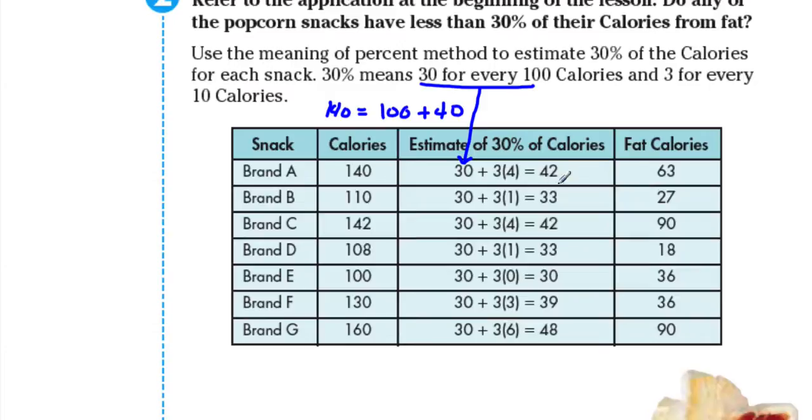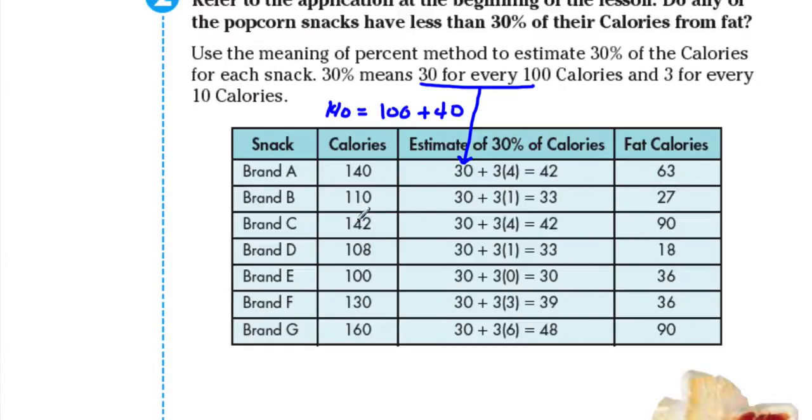And then you end up with 63. And they're all about 30 because if you notice, they're all 140, 110, 142. That means they are all at least 30 calories. The meaning of percent method simply means 30 for every 100 calories. Since this is 110, there's only one 10 calories, and that is 3. So you simply multiply 3 times 1.